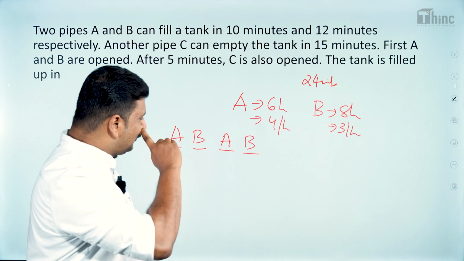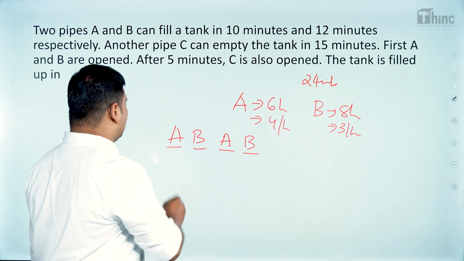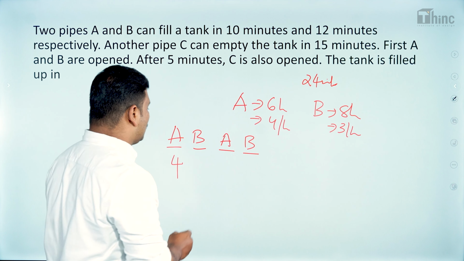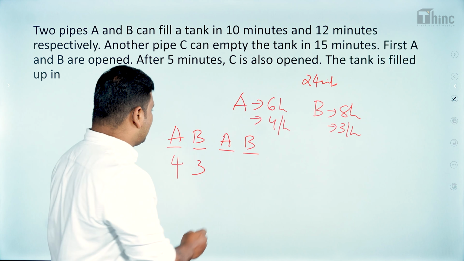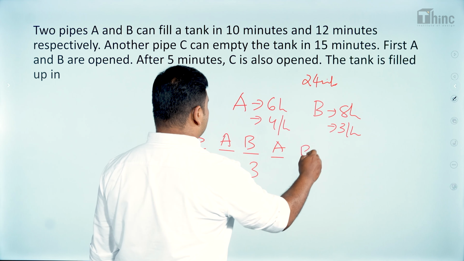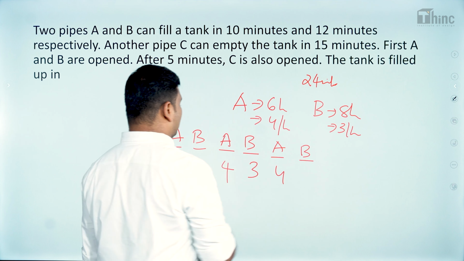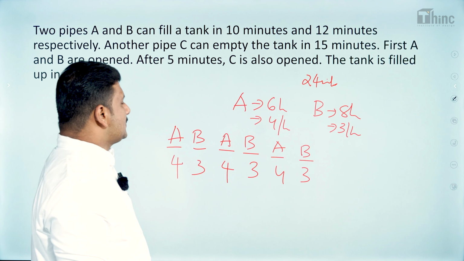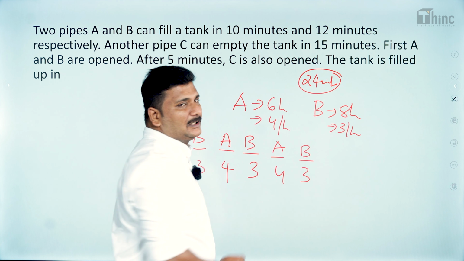Now, how are they working? They are working on alternate hours. So, on the first hour, A will do 4 units. Next hour, B will do 3 units. Next hour, A will do 4. Next hour, B will do 3. So, in that way, they are working on alternate hours, right? So, like 4, 3, 4, 3, like that. Whenever 24 units is done, the work will be finished.